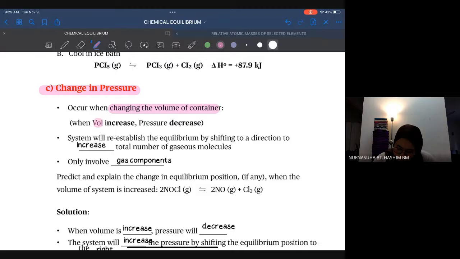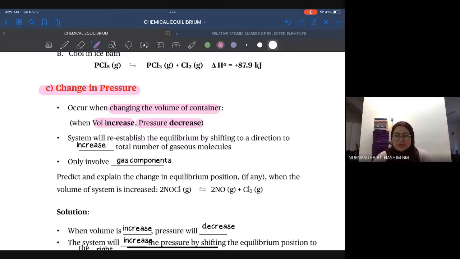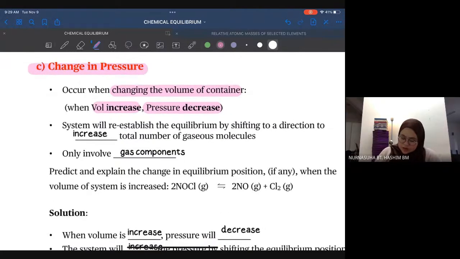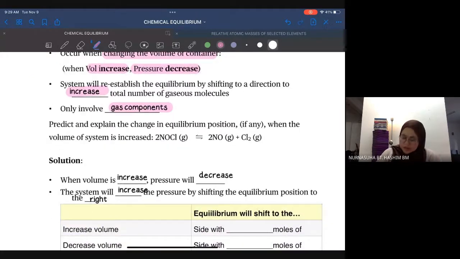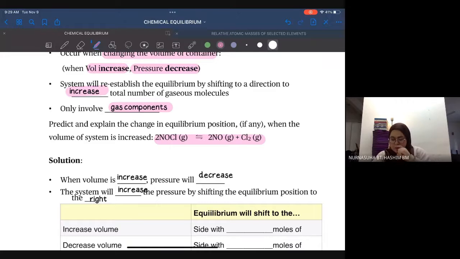So, contoh when volume increase, pressure berkurang lah. Okay, contoh awak duduk bilik kecil compare to awak duduk bilik yang besar. So, kalau bilik besar, tekanan kurang lah. Okay, so system will re-establish the equilibrium by shifting the direction to increase the total number of gases molecule. And remember, change in pressure only involve gases component. Okay, kita tengok for this one.